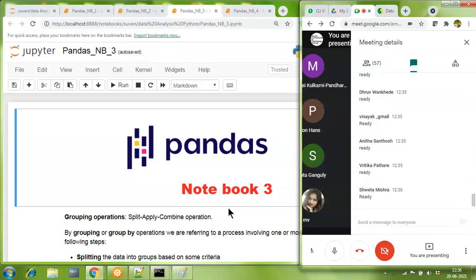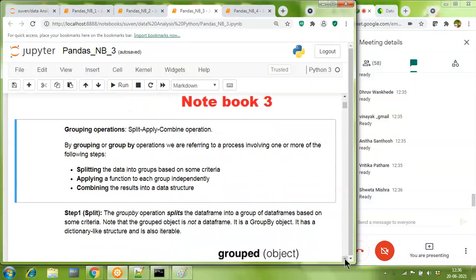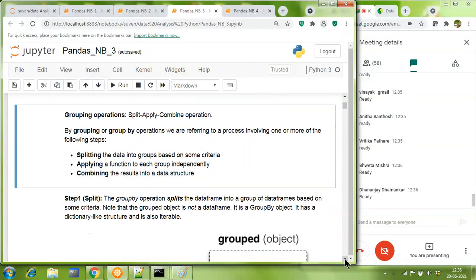Great. So, as most of you are on the network, it's time that we start with session 3 of our boot camp with the Pandas Notebook 3. Now, friends, the Pandas Notebook 3 is dedicated to understanding how grouping functions work, and for any kind of grouping operation in Python, there are three broad steps which happen.